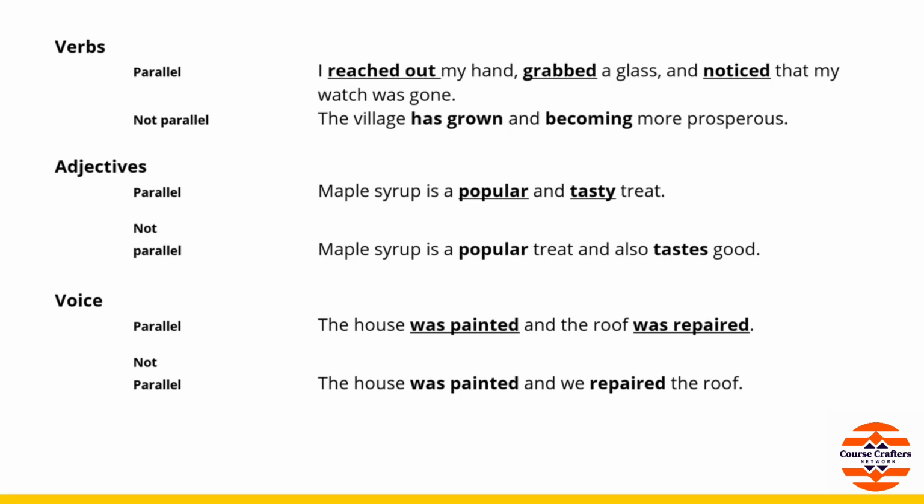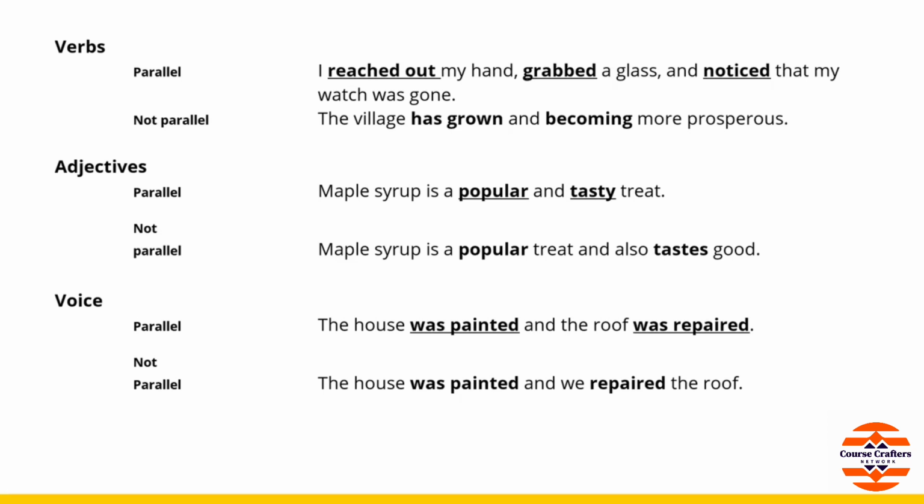The following one is not a parallel one: the village has grown and becoming more prosperous. As you see, has grown is a perfect tense, and becoming is a continuous tense. That's why this sentence is not parallel structured. And the same goes for adjectives and passive voice.